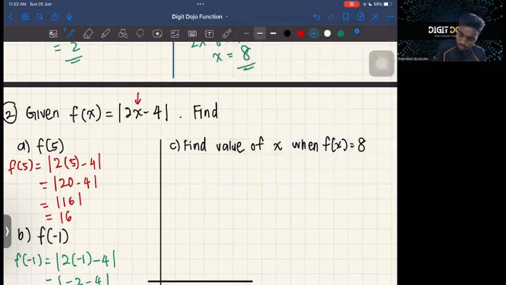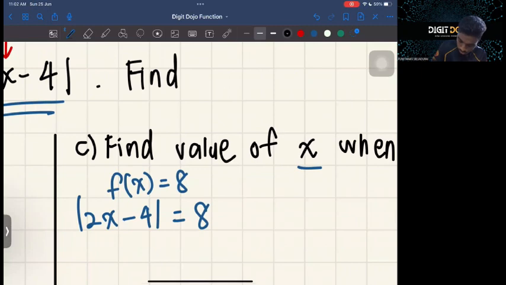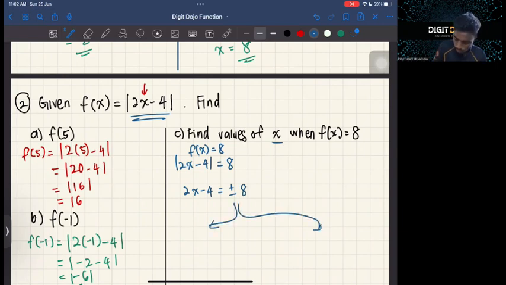Find the value of x when f(x) is 8. So f(x) is 8 and we know f(x) is modulus of 2x minus 4 also. We can put it like this, modulus of 2x minus 4 equals 8. Sorry, the question is supposed to be values. When you want to remove the modulus, always remember, put plus minus. 2x minus 4 equals plus minus 8. So you got two possibilities. 2x minus 4 equals 8. You can also do 2x minus 4 equals negative 8.